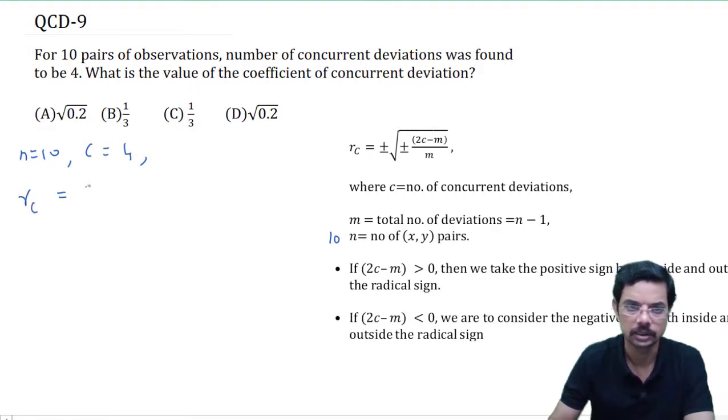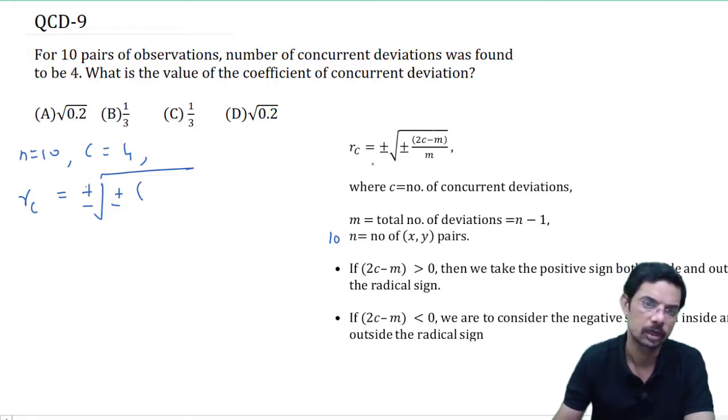So we shall take this as plus minus root of, again plus minus, 2C minus M. Okay, what is M? M will be the total number of deviations. Total number of deviations will be n minus 1, so that is 9. Okay, so 2C, that is 2 into 4, minus 9, divided by 9.